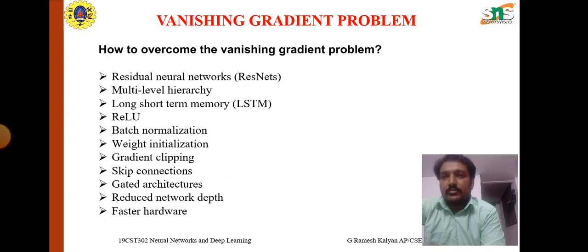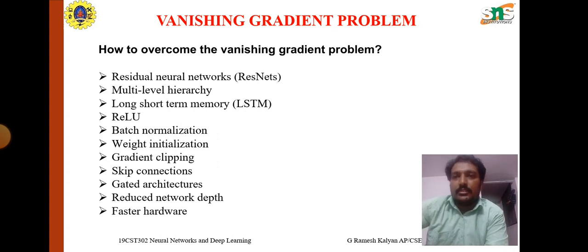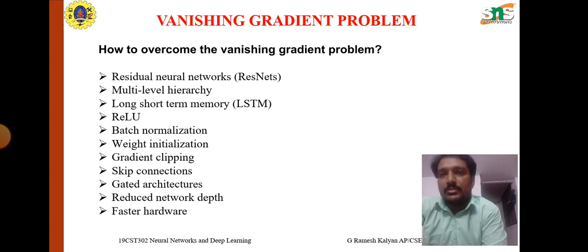So these are some of the methods to overcome it. Residual networks can be used in multi-level hierarchy. LSTM, that is long short-term memory. ReLU, as we saw previously, the activation layers. Batch normalization, weight initialization, gradient clipping, skip connections, gated architectures, reduced network path, and faster hardware. So these are some of the methods that will be used to overcome the vanishing gradient problem. Thank you.